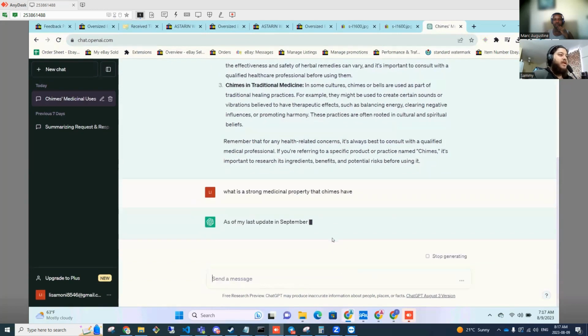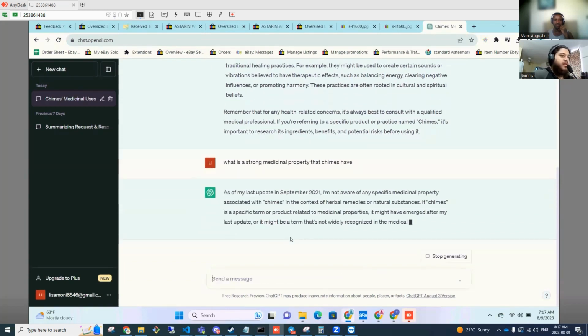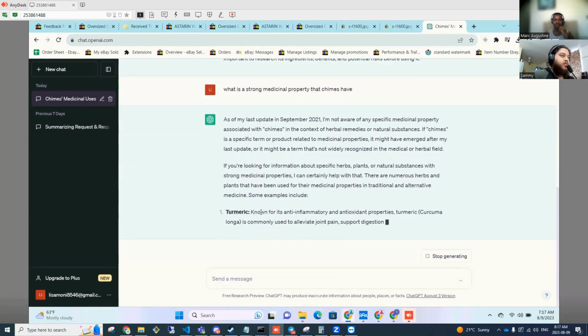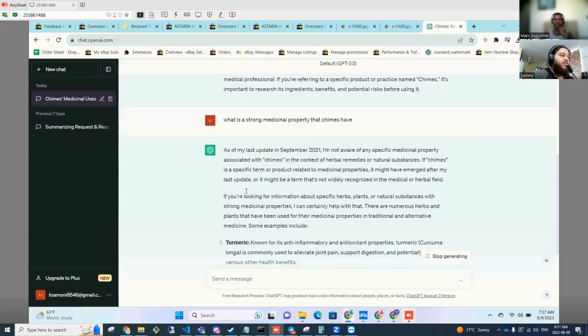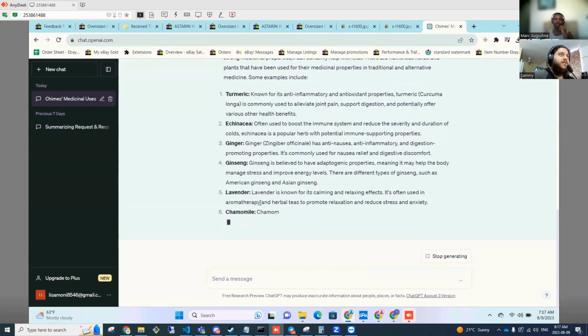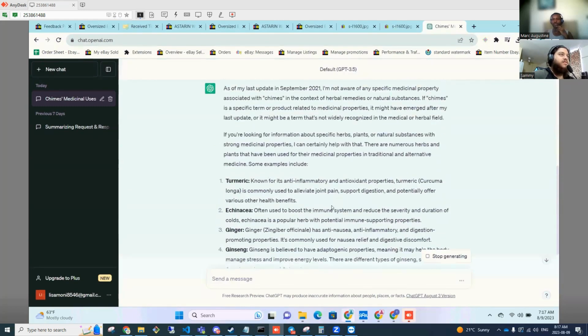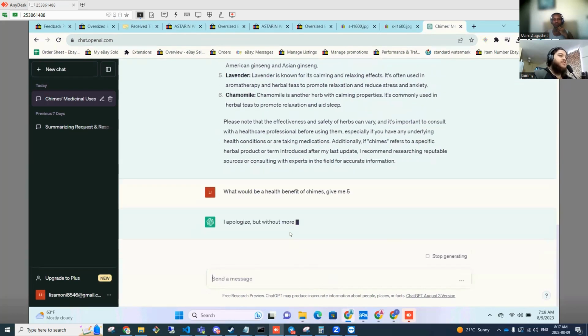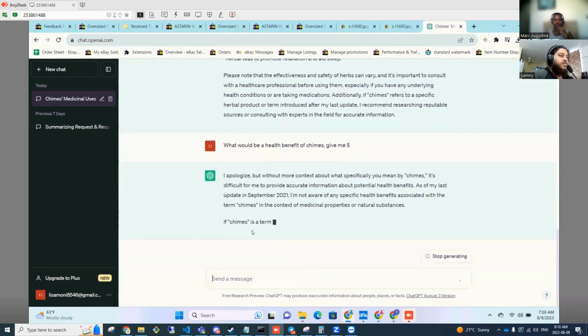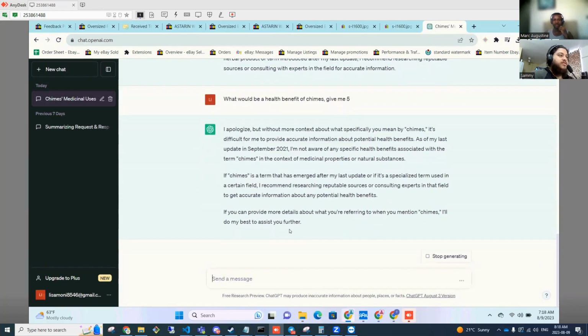They're saying they don't know, but if you're looking for more, turmeric... Why am I getting that? That's all ingredients, because that's all food. When you're using medicinal properties, you're talking about consuming something. Okay, so what would be the right word? What would be a health benefit of chimes? Give me 5. They're asking for more details.